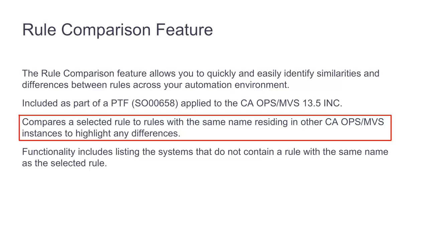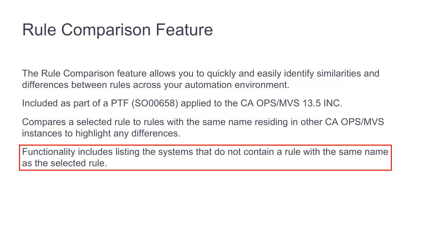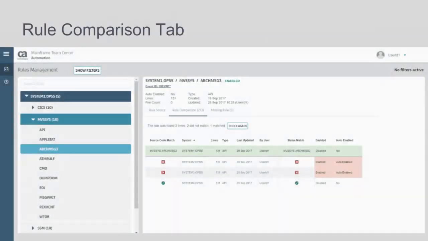The purpose of this feature is to provide a graphical representation showing how a selected rule compares to rules with the same name on other systems. In addition to showing the similarities and differences, this feature will also show you if the selected rule is absent or missing on any of the other Ops MVS instances to help resolve automation deployment problems. The rule comparison feature includes two new screens as part of the rule details section, arranged using tabbed pages.